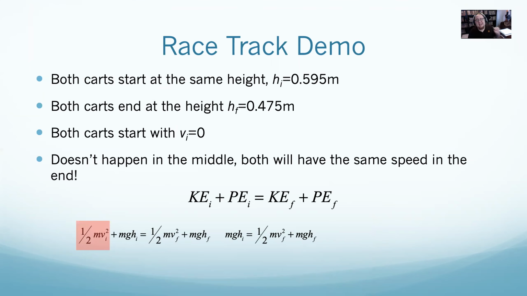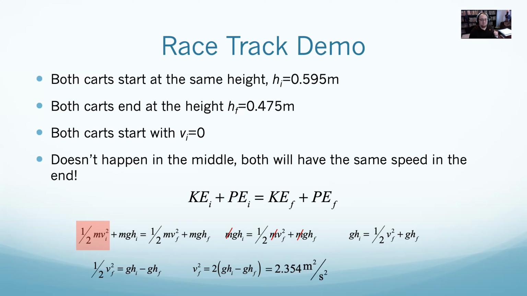If I look at this, every single term has an m in it, so if I divide everything by m, my m's cancel out. If I subtract g h final from both sides, and then multiply both sides by 2, I can say that V final squared is 2 times g h initial minus g h final. And by square rooting, I can get what the velocity should be when they hit that photo gate.